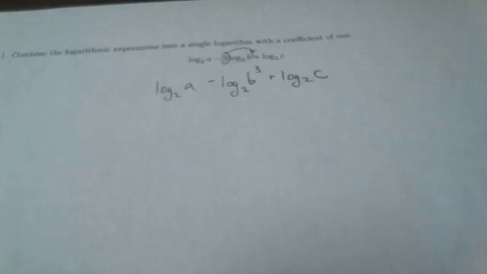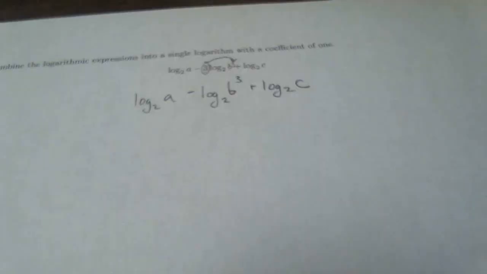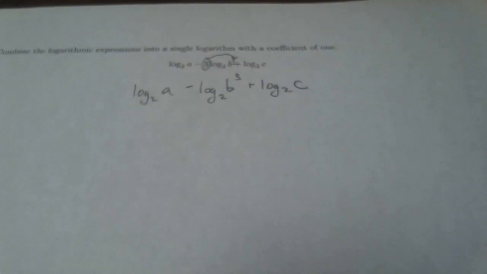You follow the same order as order of operations, so here we're multiplying first. If we're multiplying something outside our logarithm, we can take whatever we're multiplying outside and write it as an exponent inside our logarithm. So you have log base 2 of a minus log base 2 of b to the third plus log base 2 of c. Again, we take whatever is outside our logarithm, bring it in, and write it as an exponent.